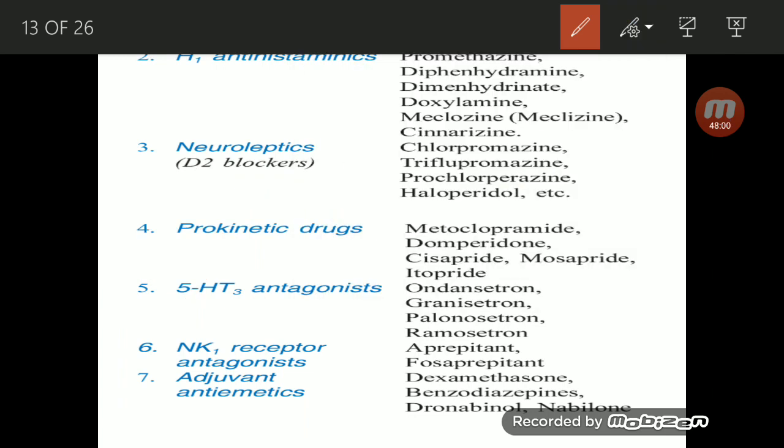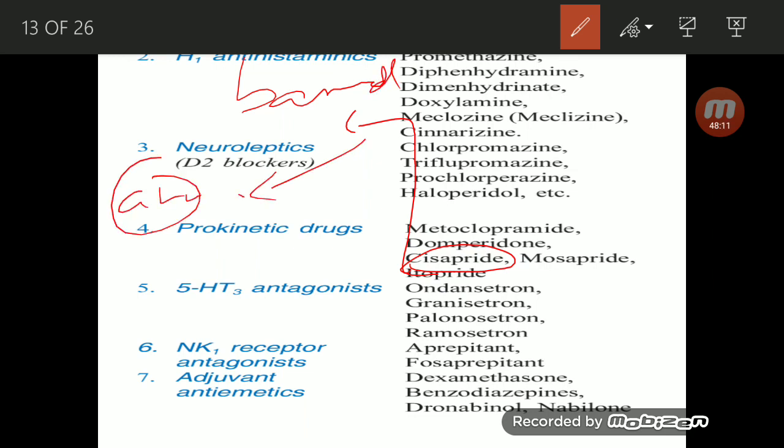But because of safety issues, cisapride has been banned. It has been banned because it has a tendency of creating arrhythmias. Severe forms of arrhythmias are produced whenever cisapride is used.